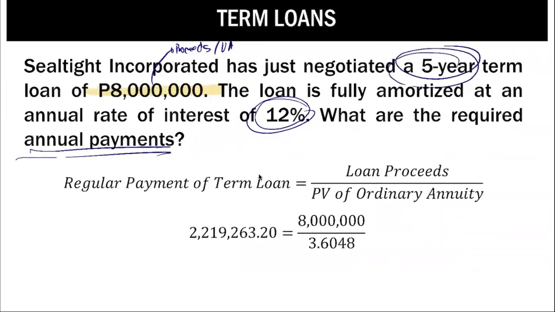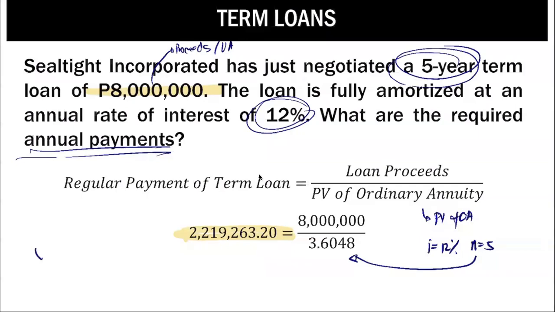So this is a 5-year term. So we compute the present value of ordinary annuity. I is equal to 12%, N is equal to 5. We will get 3.6048. So loan proceeds over the PV of ordinary annuity, we will get our annual payment of 2,219,263.20. Okay? So that is our regular payment or our installment payment.